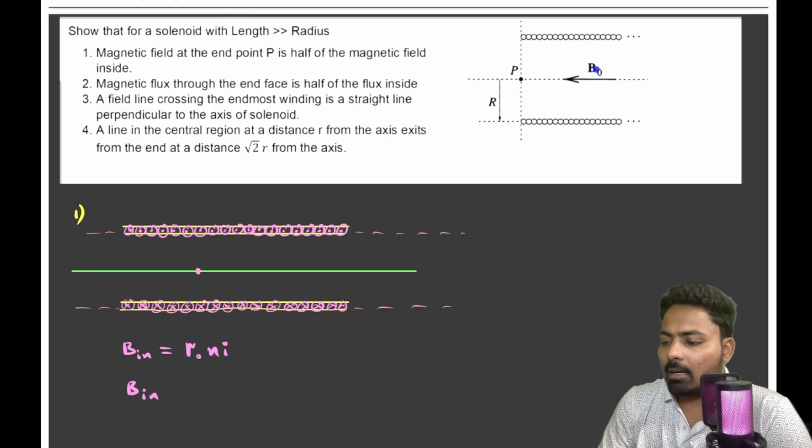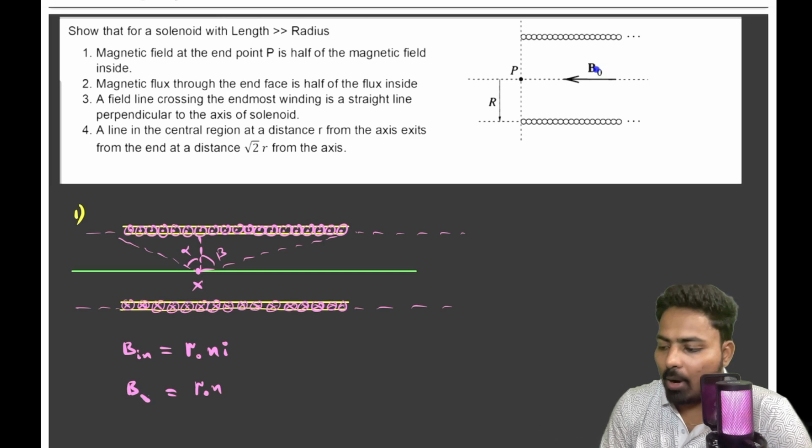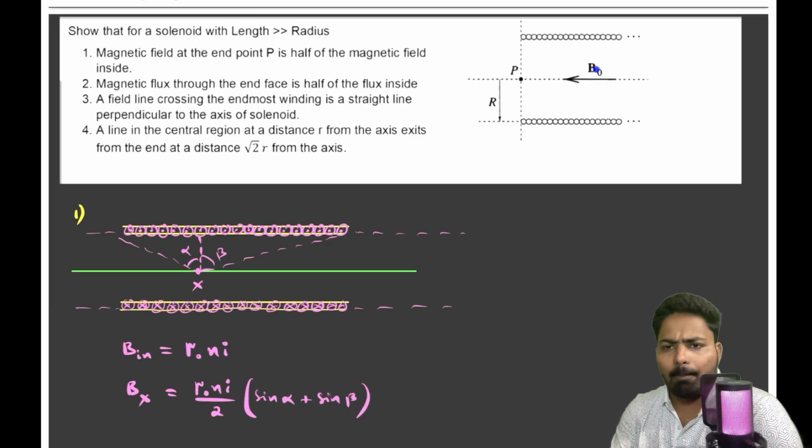Let's say we need to find the field at some point X. We draw the perpendiculars over here, and let's say one subtends an angle alpha and the other subtends some angle beta. The formula goes like this: this is not B inside, this will be B, the magnetic field at the random point X. That will be given as mu naught Ni by 2 into sine alpha plus sine beta, right? So this is the formula.